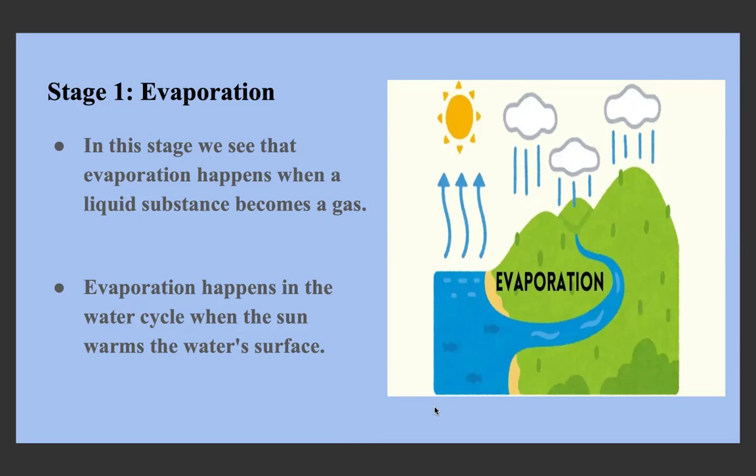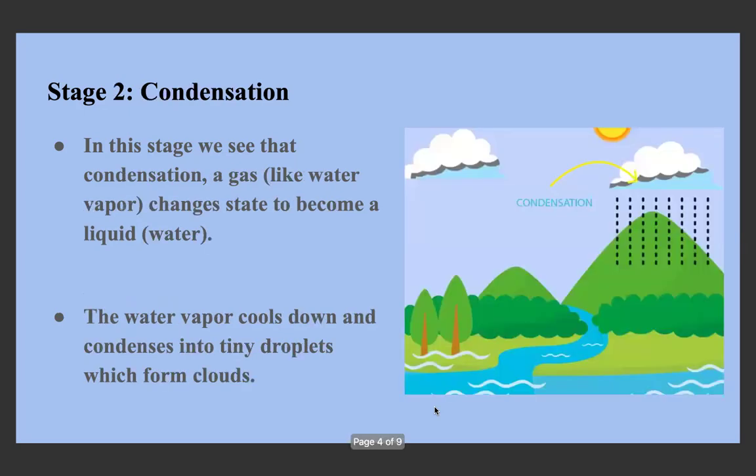And as we see right here in this image, we see evaporation. We see the water rising up to the clouds and into the atmosphere. Stage number two, which is condensation. In this stage, condensation is when a gas like water vapor changes states to become a liquid, which is water. The water vapor cools down and condenses into tiny droplets, which form into clouds.